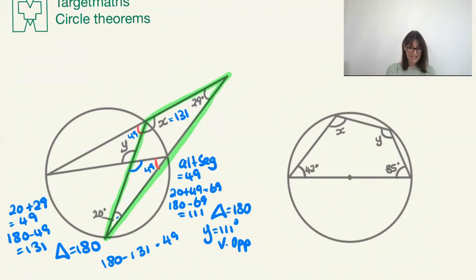Now that is not the only way to do that. That is just the way I saw it in that moment. And if you did it a different way, remember that it's absolutely fine. It's a big question, lots of lines, which just creates lots of opportunity to find a route around to the answers that we want to get. Okay. Next question, please. Hit play when you are ready.